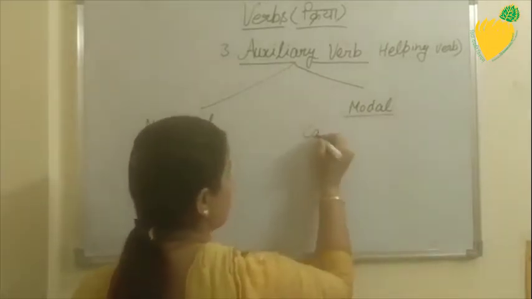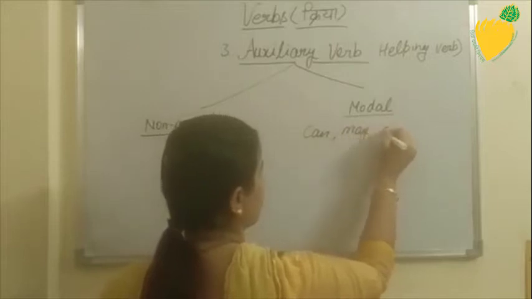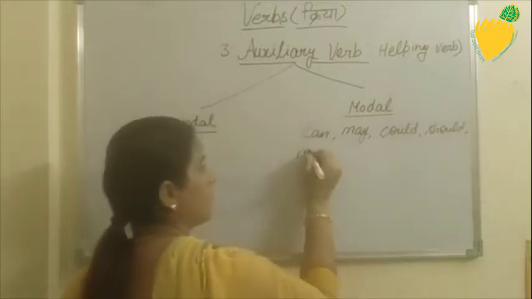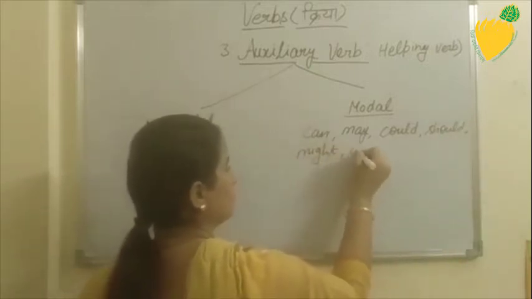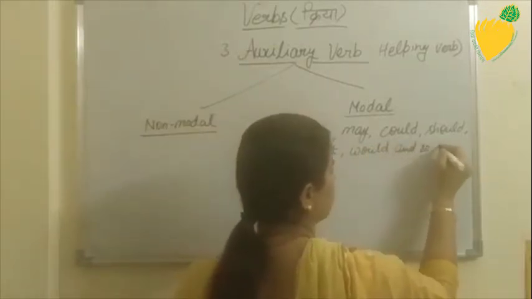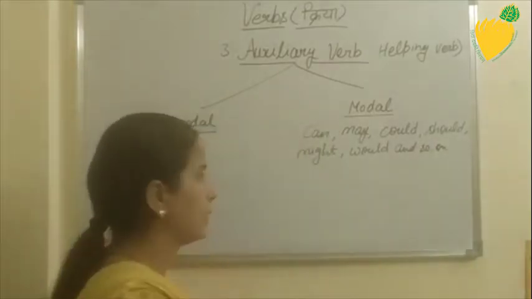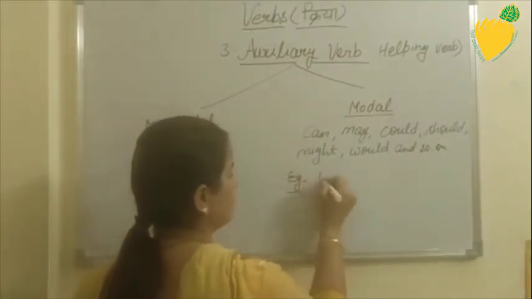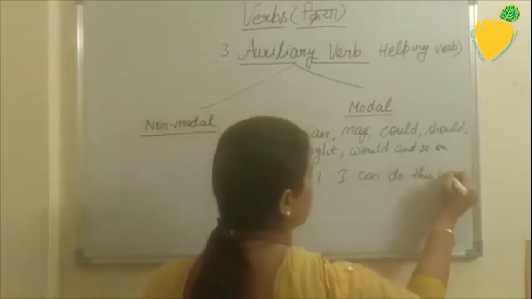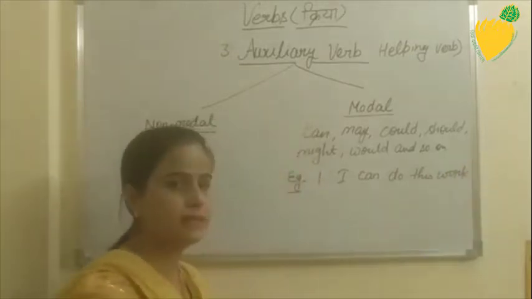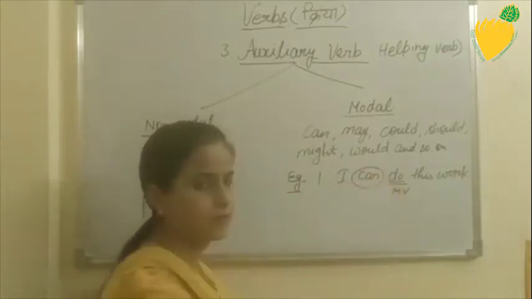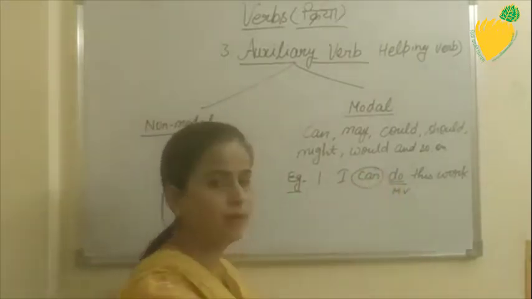Now next is modal auxiliary verbs. Modal auxiliary verbs are can, may, could, should, might, would and so on. For example, I can do this work. In this sentence, do is the main verb and can is the auxiliary verb which is helping the main verb in the sentence.